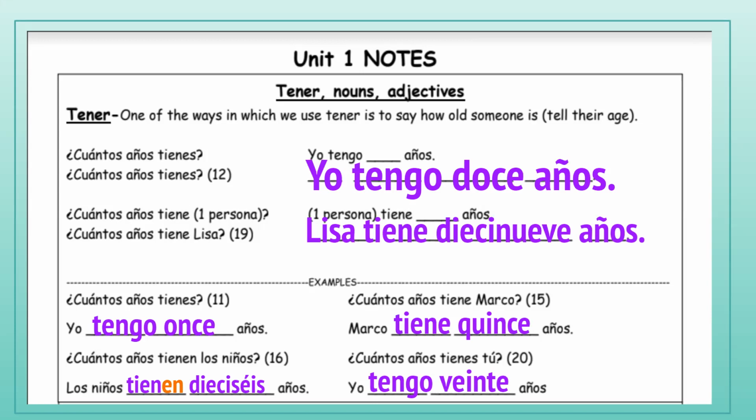Well, that's it for our lesson. That's all there is to telling how old someone is. You use yo tengo when you're talking about yourself, and you use tiene when you're talking about another person. That's all that I have for this lesson on la edad.